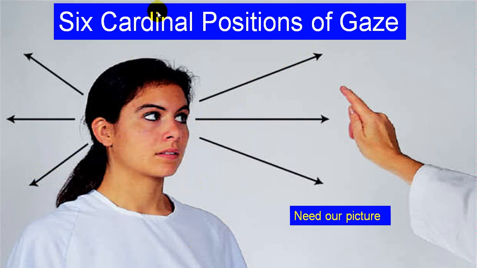Then you ask him to look up, down, then right and up, left and down, right and down, etc. This is right side, and this is left side. This will be the right side, up and down, outwards. This will be the left side, upward and downward. This will be looking to the left, and this will be looking to the right.